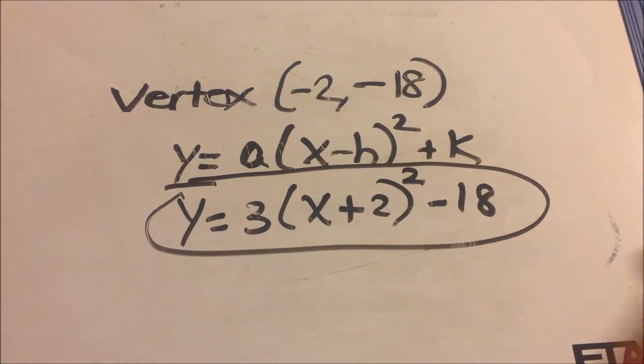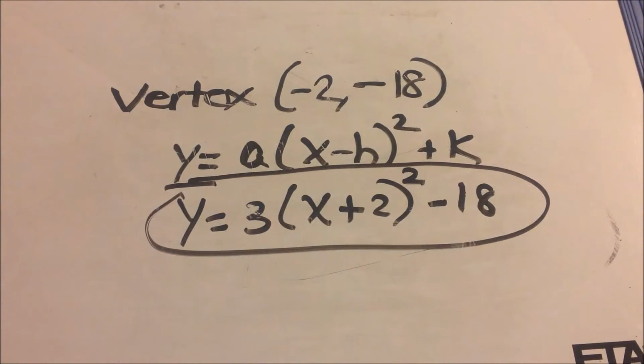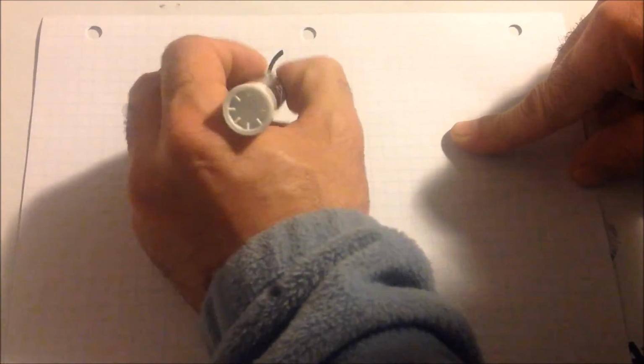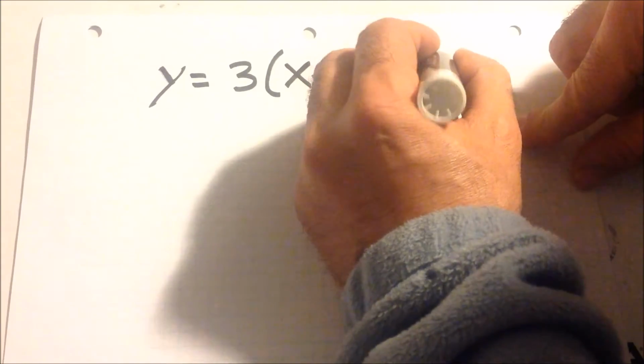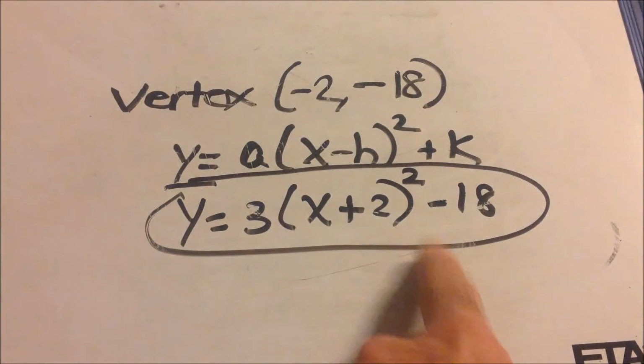Now, there's one other thing you might be asked to do. You might be asked to prove this. Prove this is correct by turning it back into standard form. So let's do that next. I'll write it over again over here. So we said that y is going to equal 3 times x plus 2 squared minus 18. Right? That's what we had over here.